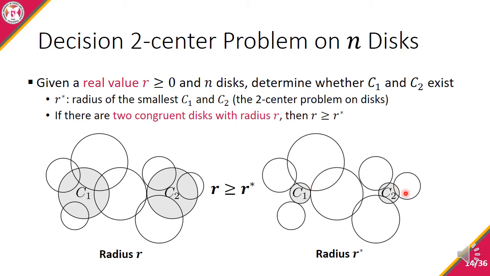C1 and C2. Like this figure, when C1 and C2 exist, then the given value R is larger than R star. In this case, C1 and C2 do not exist, and the given value R is smaller than R star. By those properties, we can get the optimal solution by applying parametric search. From now on, I will explain how to determine the existence of C1 and C2.